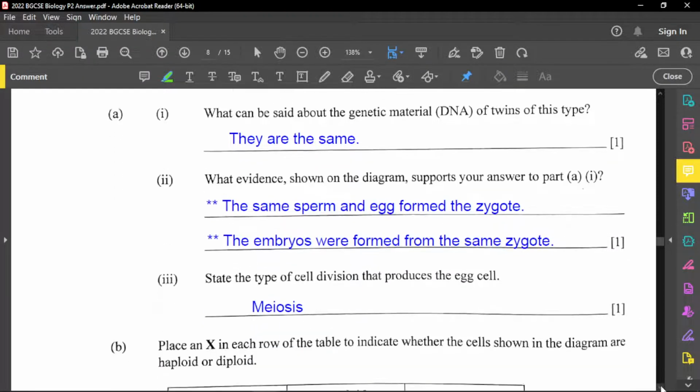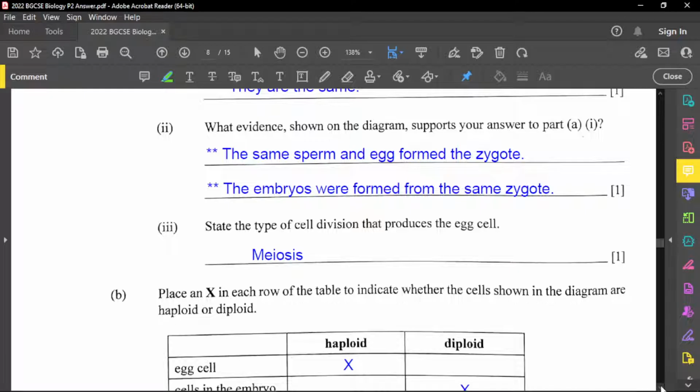All right, let's go to part three. State the type of cell division that produces the egg cell. Generally, gametes, which are sperm or eggs, are produced by meiosis, which means that they're haploid cells.